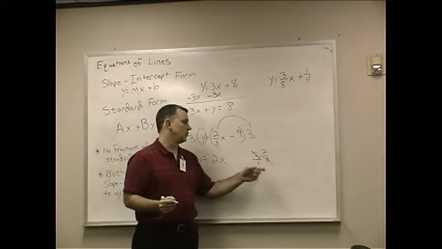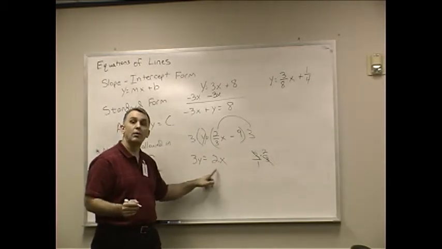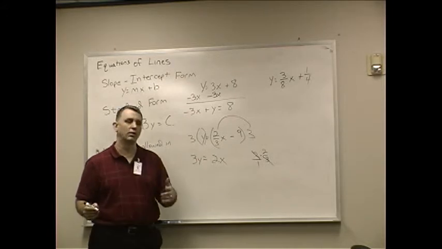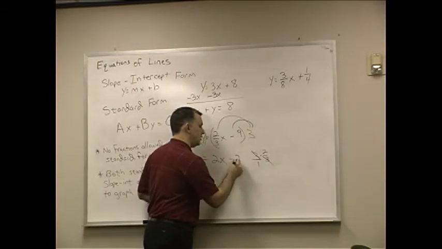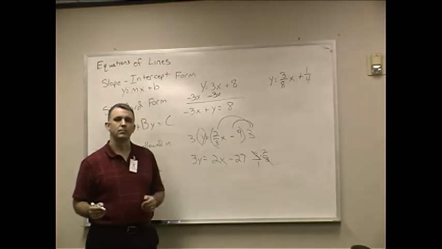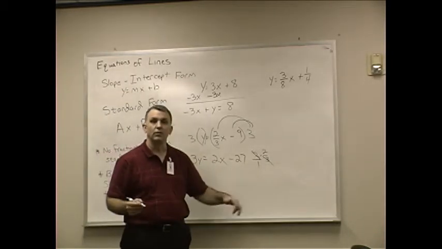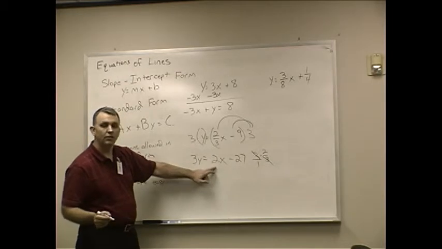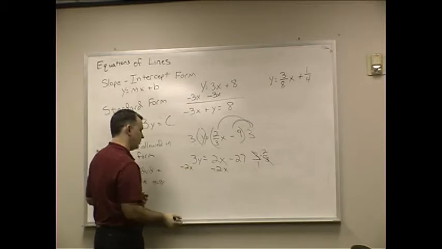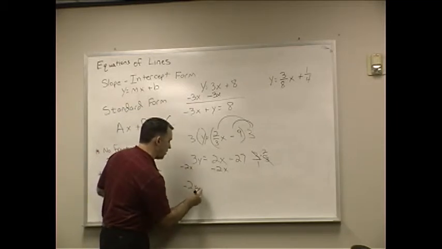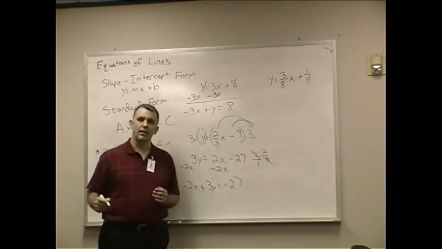Because the 3's canceled, it's going to be 1 times 1. You're going to have a 2 on the top and a 1 on the bottom, but we don't bother writing 1's on the bottom. And then 3 times -9 is -27. Is this in standard form? No. Did we get rid of the fractions? Yes. 2x is on the wrong side. Minus 2x: -2x + 3y = -27.